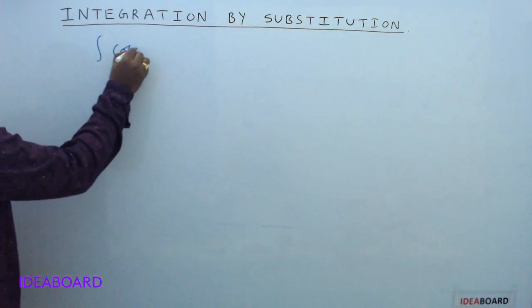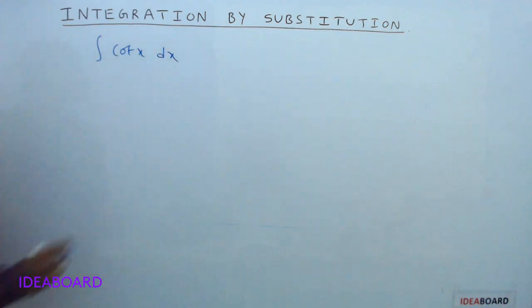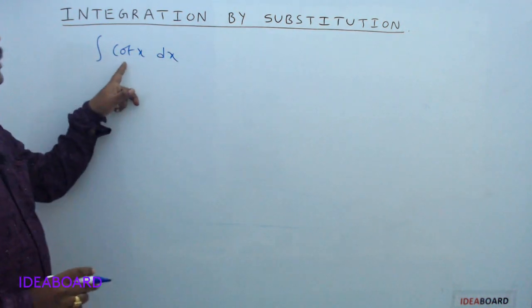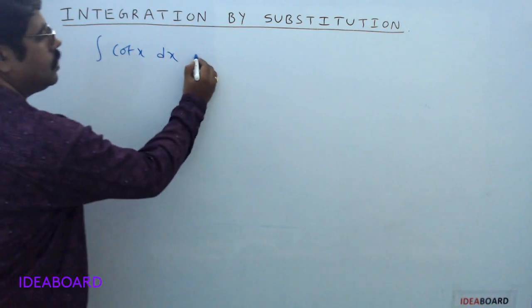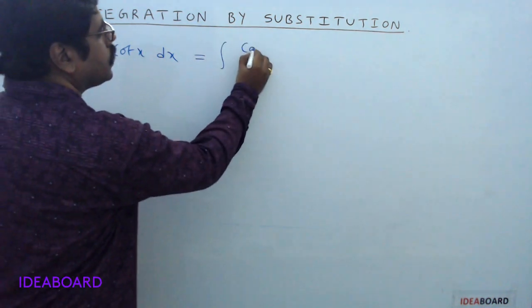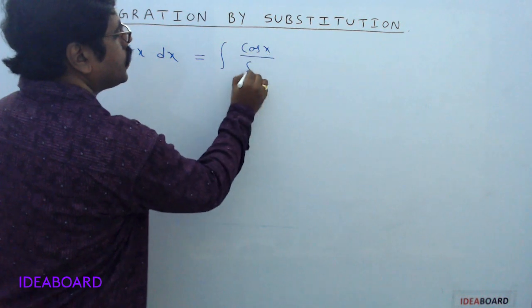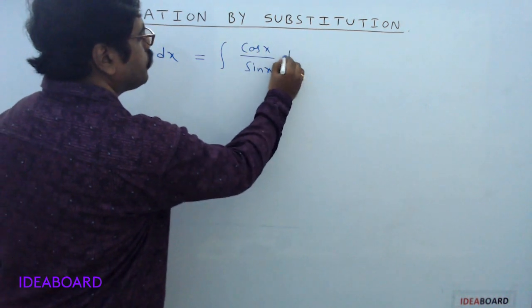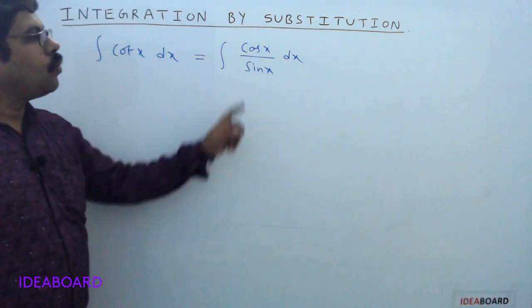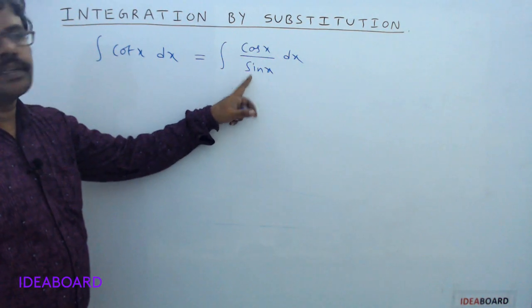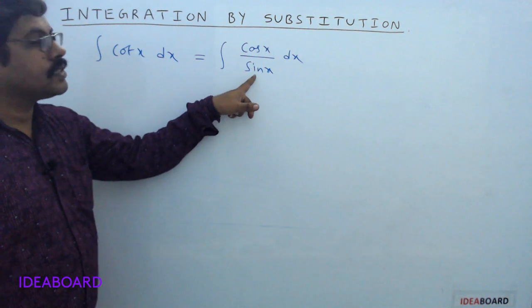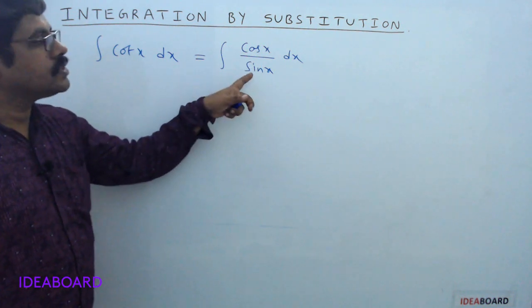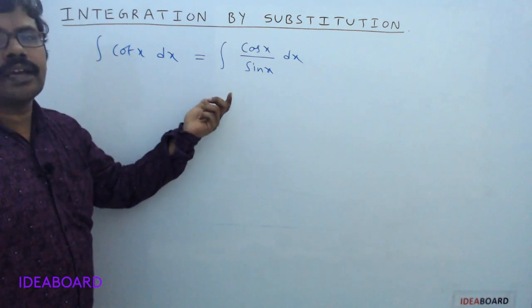integral cot x dx. Now this cot x can be taken as cos x divided by sin x. Now this equals integral cos x divided by sin x dx. What is the derivative of sin x? Cos x. If you take the substitution sin x as t, then this function is easily integrable.